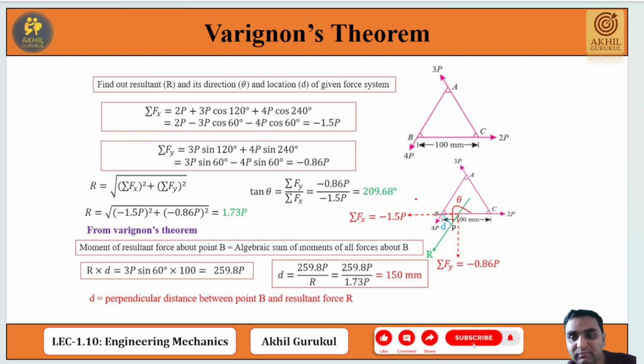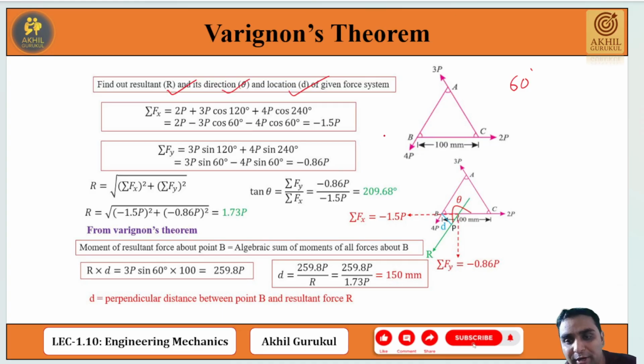Again, second question. Here, this is an equilateral triangle. Equilateral triangle means all sides should be the same and each angle should be 60 degree. तो यहाँ पे एक इक्विलेटरल ट्रायंगल है, इसके साइड में फोर्स लगे हुए हैं, तो फाइंड आउट करना रिजल्टेंट, डायरेक्शन एंड लोकेशन ऑफ रिजल्टेंट.